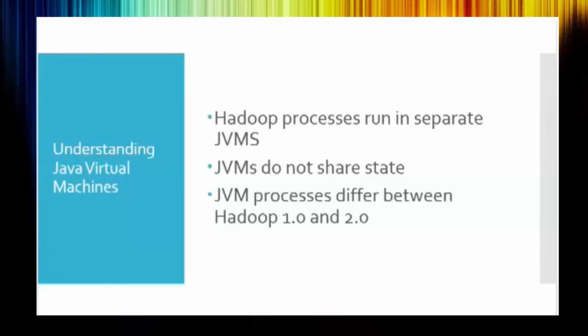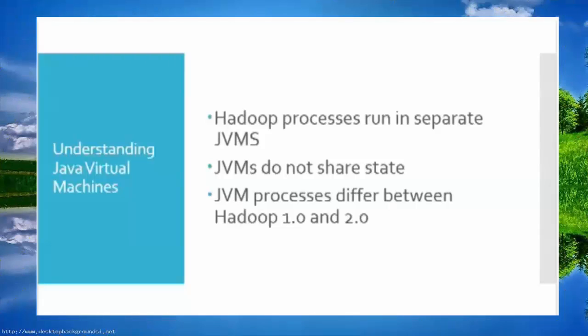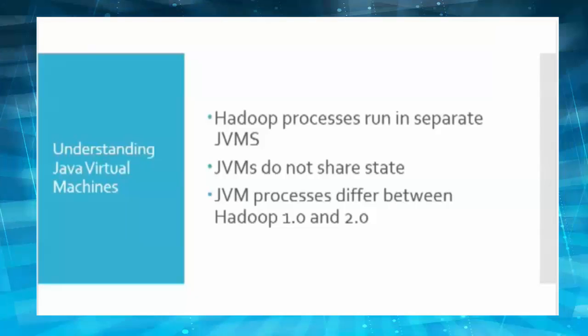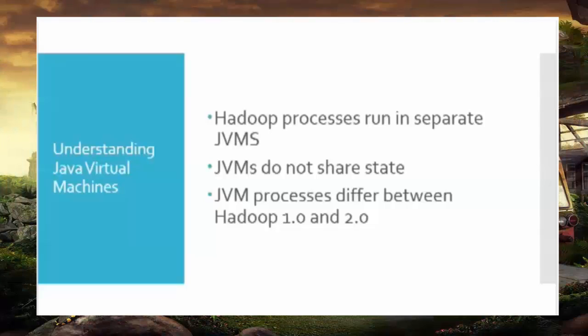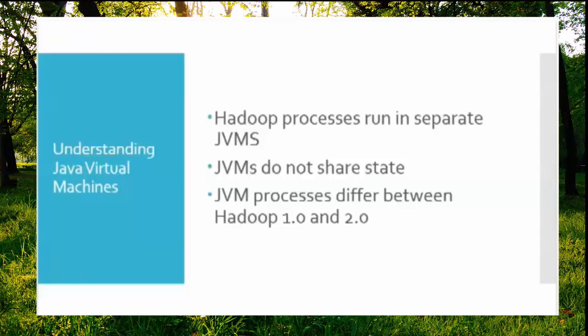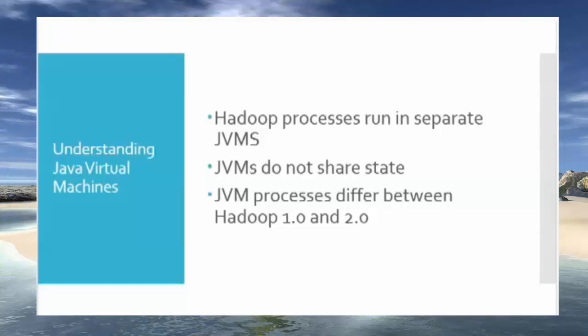So as we continue learning about the Hadoop ecosystem, another concept that we need to consider is a Java virtual machine. Now in the Hadoop world, Hadoop processes or execution activities run in separate JVMs. The concept of a JVM may be unfamiliar to you, so let me give a brief explanation. It's basically a process for executing Java bytecode in an executable program. So it's a little section of the program that runs.